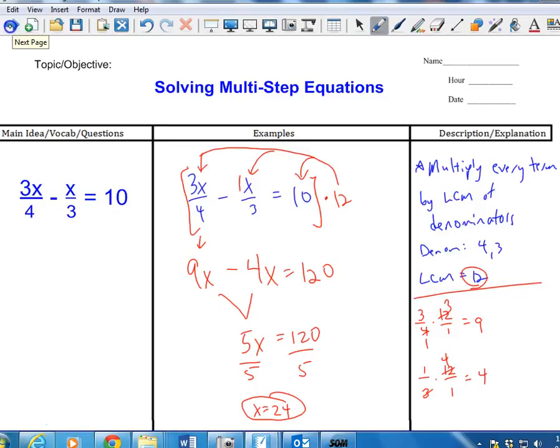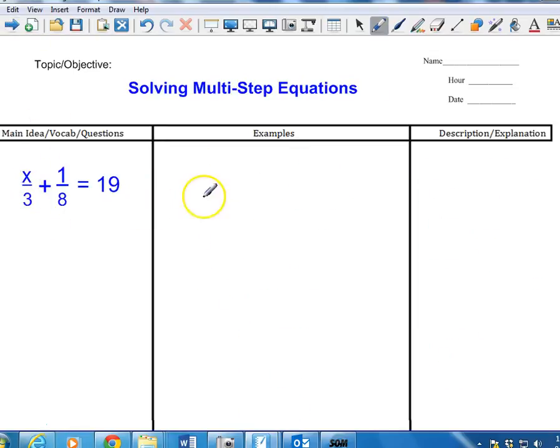Let me show you one more real fast. Same kind of problem right here, x over 3 plus 1/8 equals 19. Here's how it would work. X over 3 plus 1 over 8 equals 19. Okay, all right, first LCM of 3 and 8 equals 24. 24 is the first number they both go into.